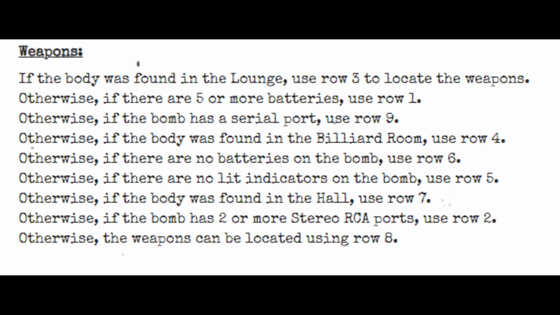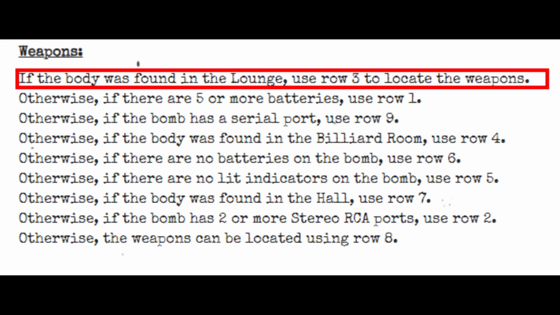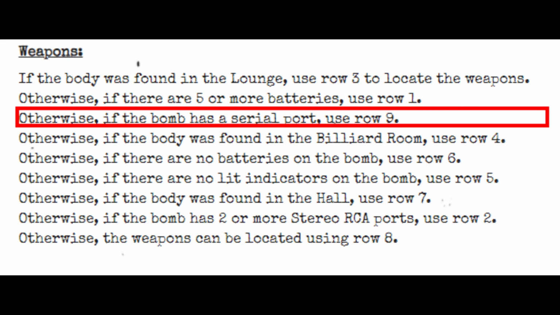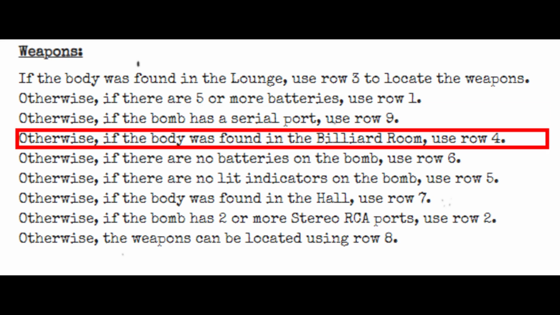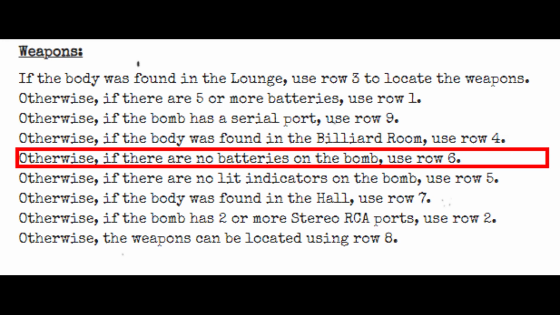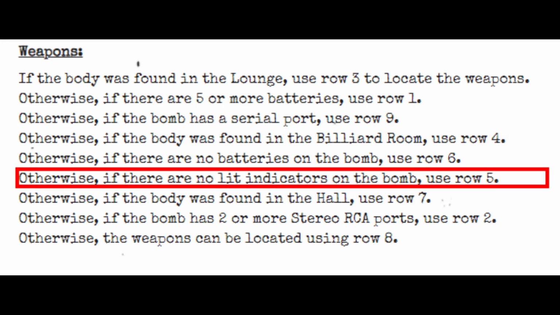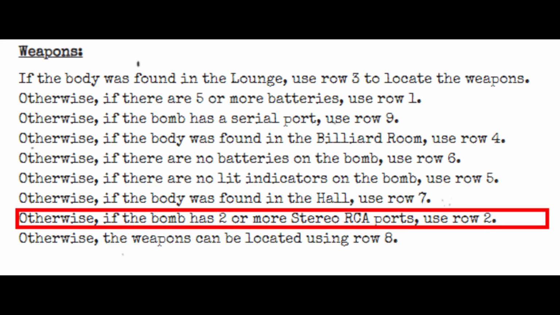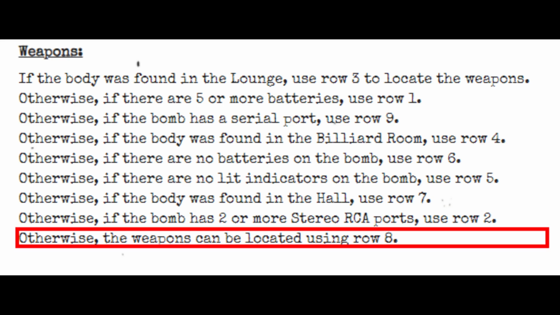On to the weapon row. The body wasn't found in the lounge, we don't have 5 or more batteries, we don't have a serial port, the body wasn't found in the billiard room, we have more than 0 batteries, we have more than 0 lit indicators, the body wasn't found in the hall, the bomb doesn't have 2 or more stereo RCA ports, so we are left with the last statement, use row 8.